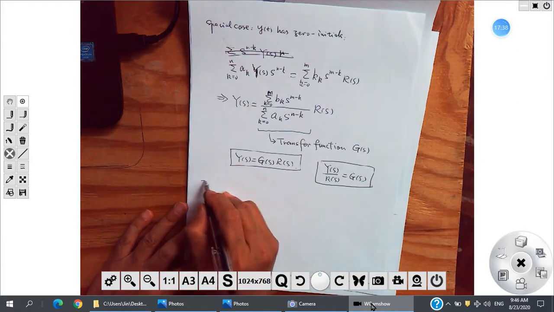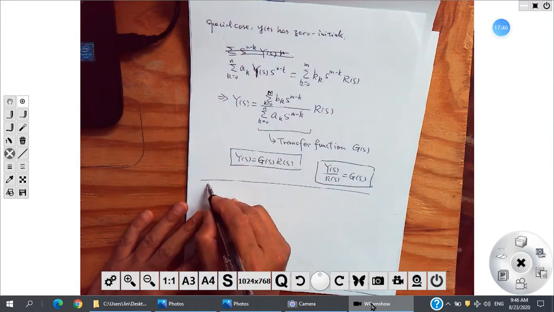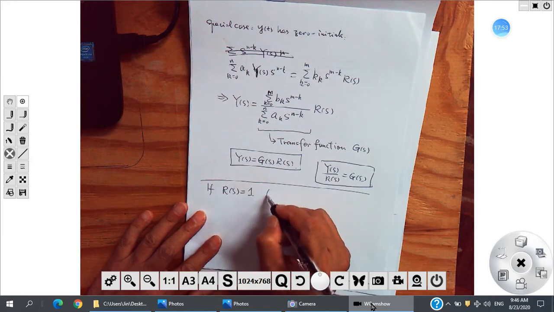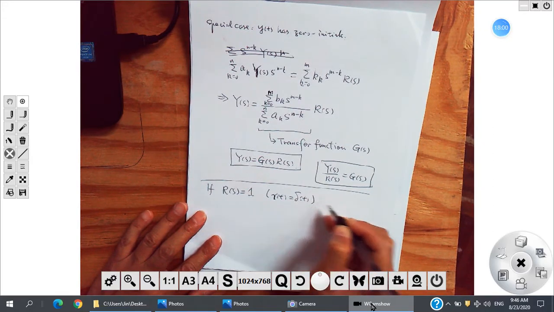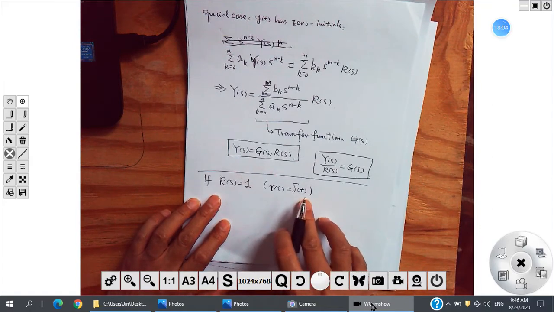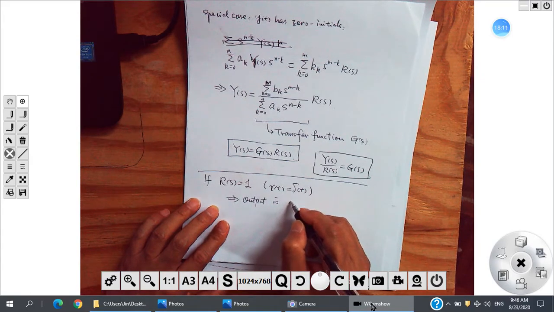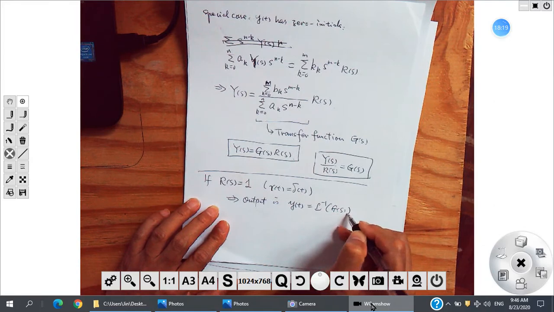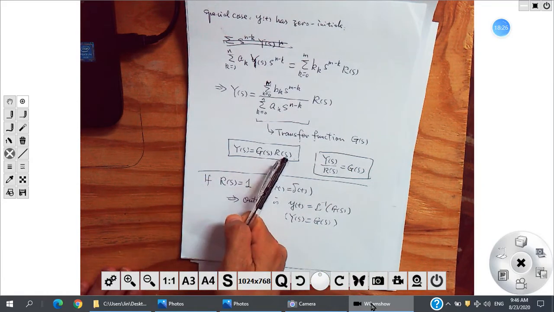And then we can have a special case. This time we consider the input. If the input is 1 in the s domain, that means in the time domain r of t is the delta function of t. If in this case we use this as input, then the output y of t is just the inverse Laplace transform of G of s. In other words, Y of s is just G of s, because capital R is 1, so capital Y is just G.